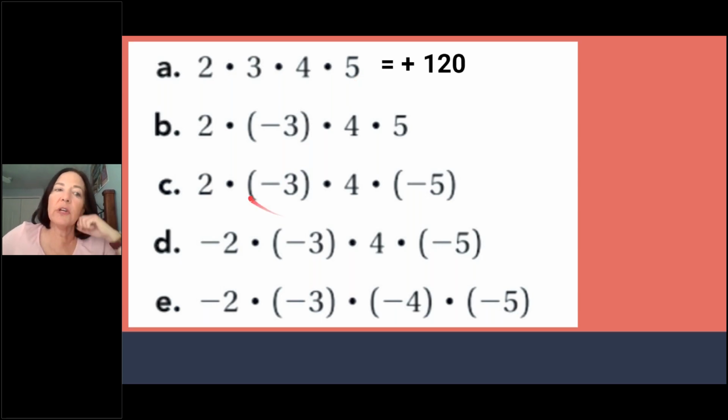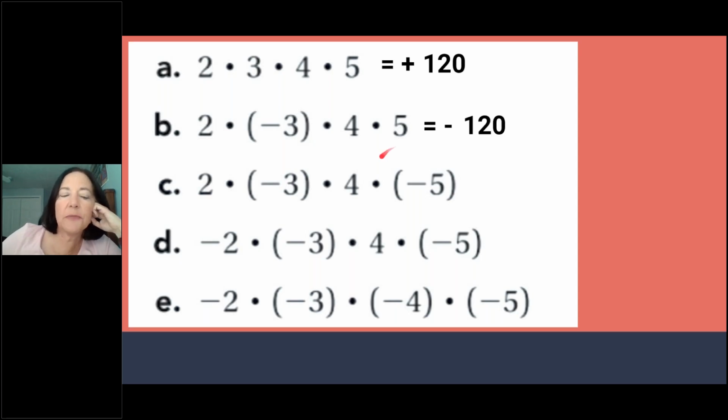Okay, so now the next one is a positive 2 times a negative 3 times a positive 4 times a positive 5. What's our answer going to be? Is it going to be a positive or a negative? A negative. You're awesome because we only had one negative sign. One is an odd number. So what's the answer going to be to this problem? Negative 120. You are fantastic.